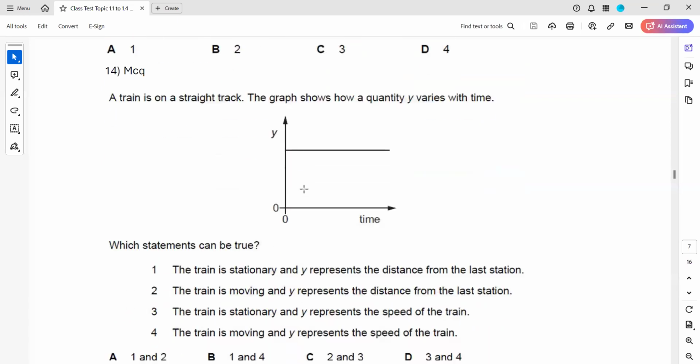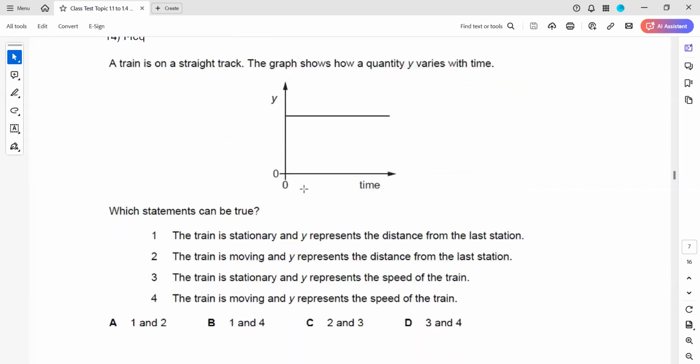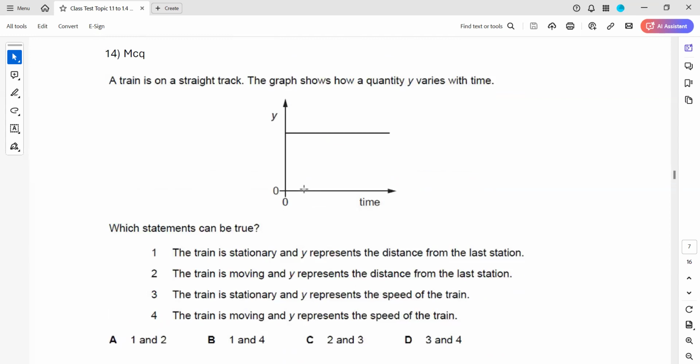A train on a straight track: the graph shows how the quantity y varies with time. Which statement can be true? A train is stationary if y represents the distance from the last station. If it's a distance time graph and we have a horizontal line, that means the train is stationary. If the distance does not change, it means it is stationary. So that's right, because in a distance time graph, a horizontal line means the object is at rest.